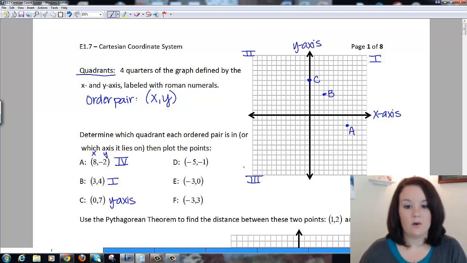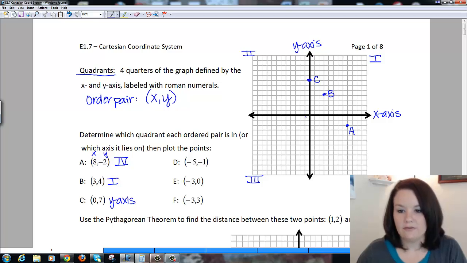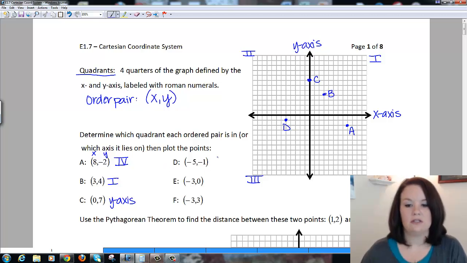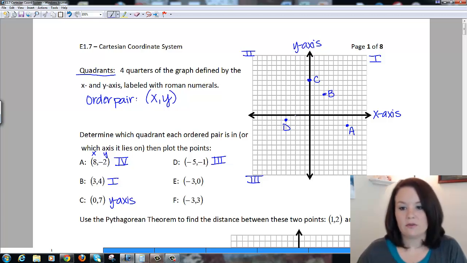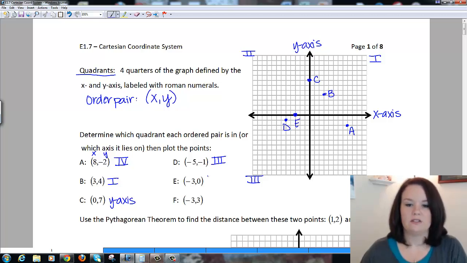Okay, the ordered pair -5, -1 for D. I go left 5. 1, 2, 3, 4, 5. Since my x is negative, and since my y is negative, I go down 1. Okay, so this is D, and notice it lands in quadrant 3. And then E, I go -3, 0. My x is -3, so I'm going left 3. And my y is 0, so I'm not going anywhere from there. So this one lands on the x-axis.